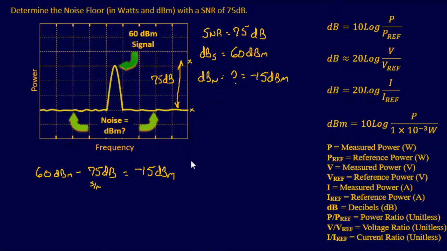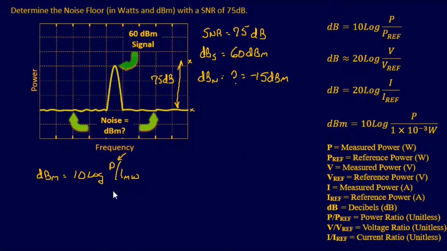All right, that was pretty easy. Now we need to find it in watts. So it's not too hard. So let me erase this. If you look over here, we have decibel milliwatts equals 10 log, and this is going to be your power over 1 milliwatt. Well, we want to find this guy right here. So we're going to have to use the anti-log and work backwards.